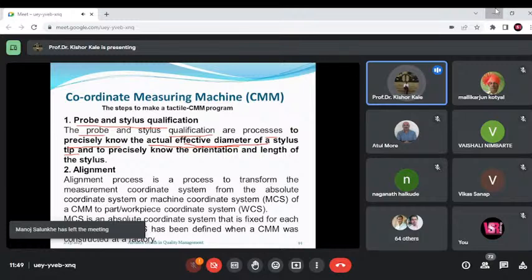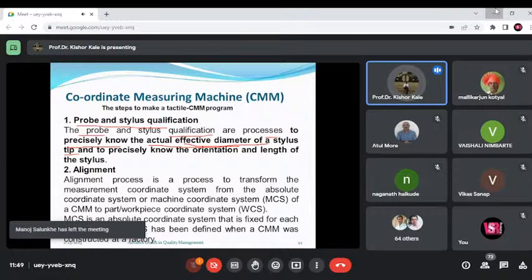Okay. CMM contact to the surface of the object may damage the object. This is important. So if a delicate part is there, just a glass part, it is quite possible that if contact is very hard, then it may break or damage the part. So it has to be very careful while operating this.